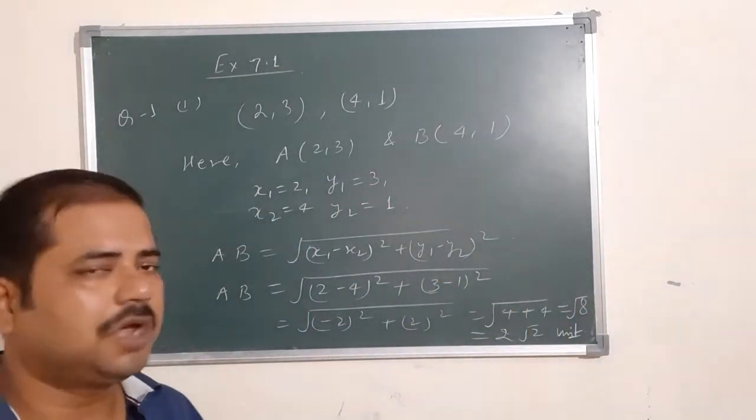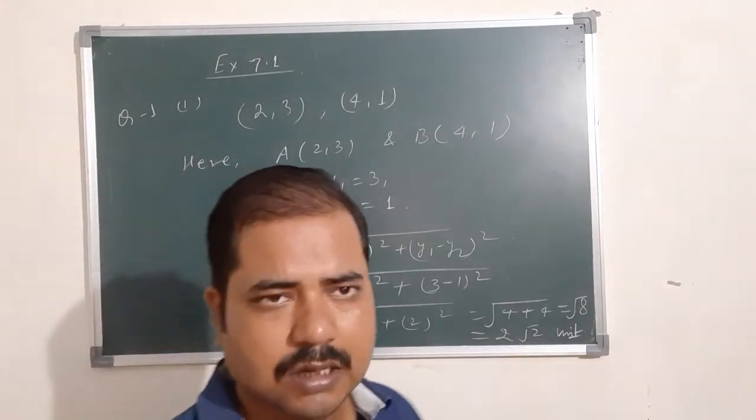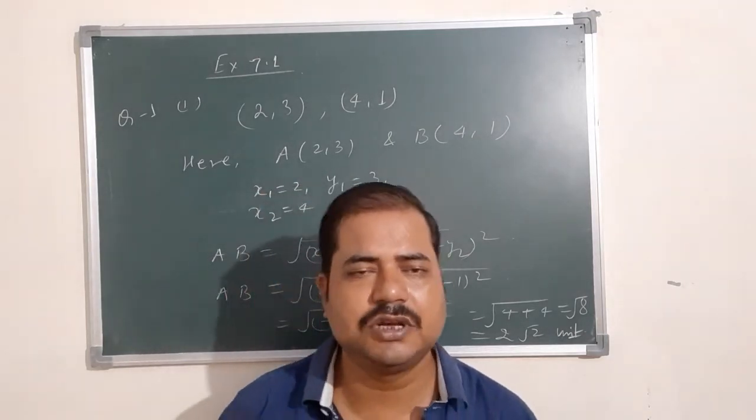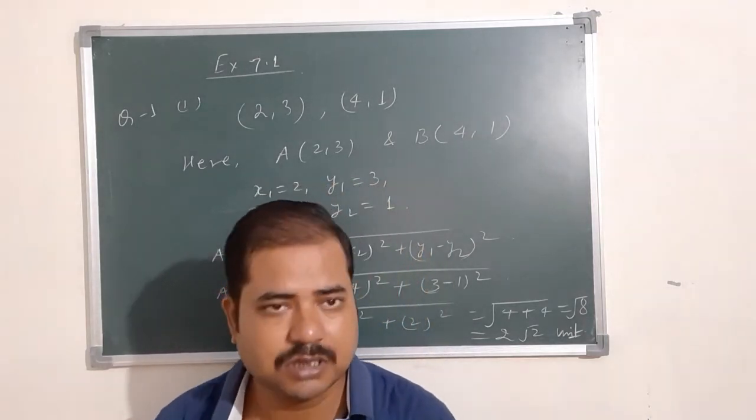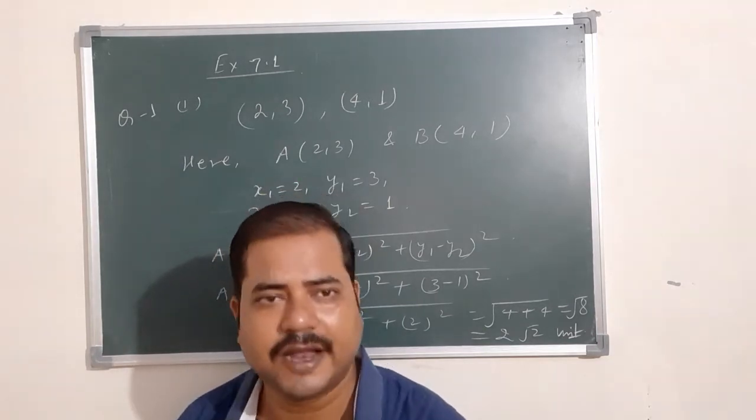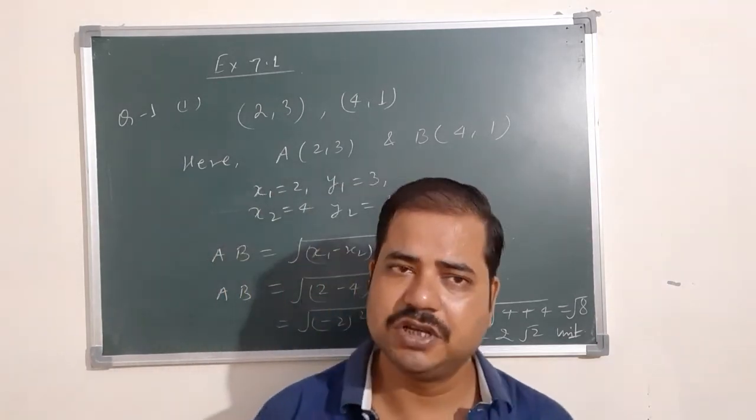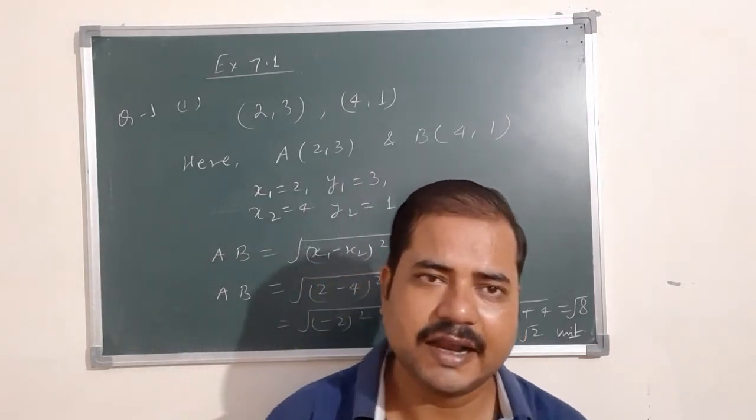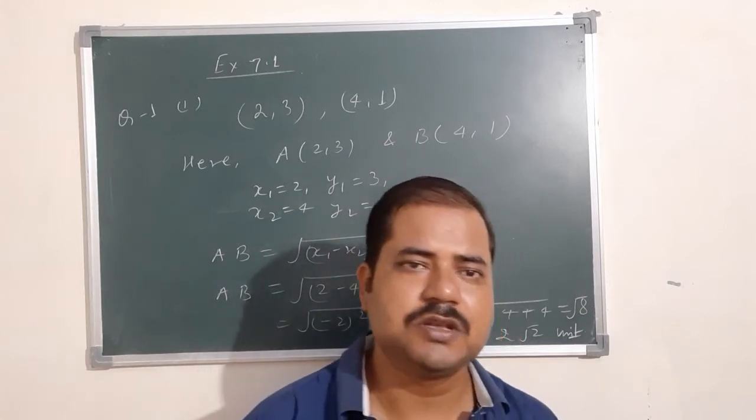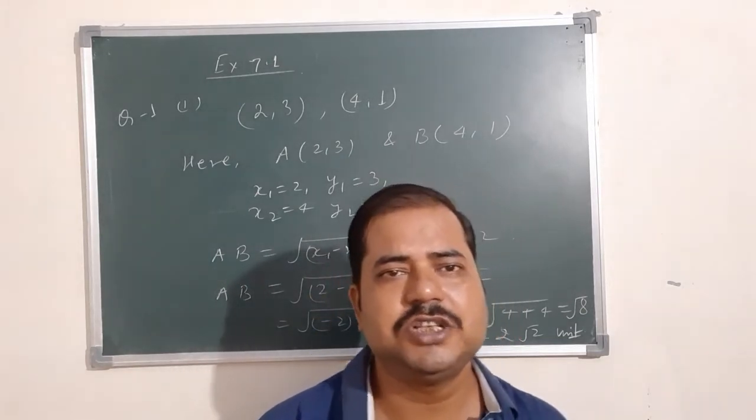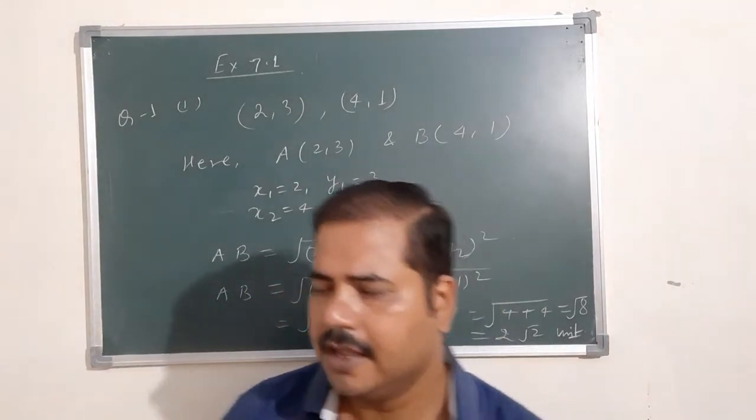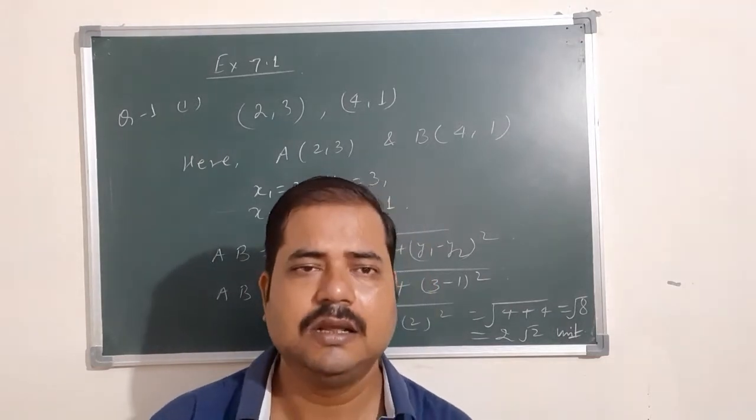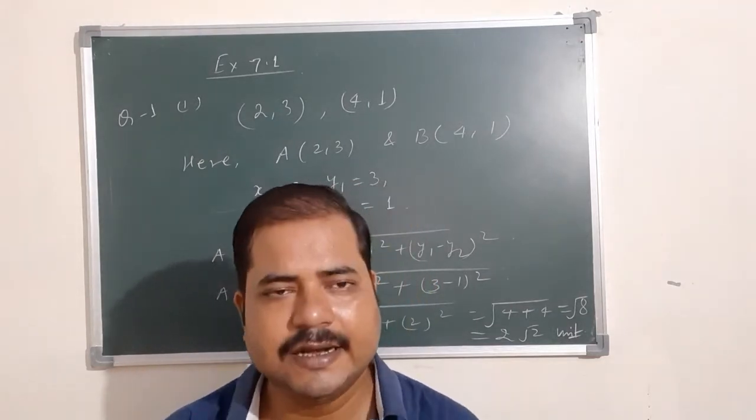Which type of question is asked in your exercise? Listen carefully. Sometimes all three vertices of a triangle are given, and the question is whether these points form a triangle. If they form a triangle, then AB plus BC does not equal AC, which means the points are not collinear. Also, prove that the given vertices are the vertices of a right angle triangle.